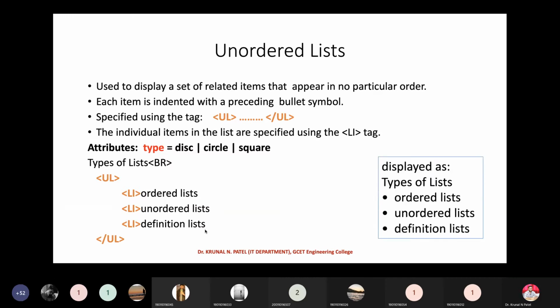So what will be the output of this? Like this: ordered list, unordered list, and definition list. Here you can observe some symbols, right? How many possible symbols do we have? Disk, circle, and square, right? So these are the three possible values you can set for the type. We will also see this in the example, what different outputs we'll get.